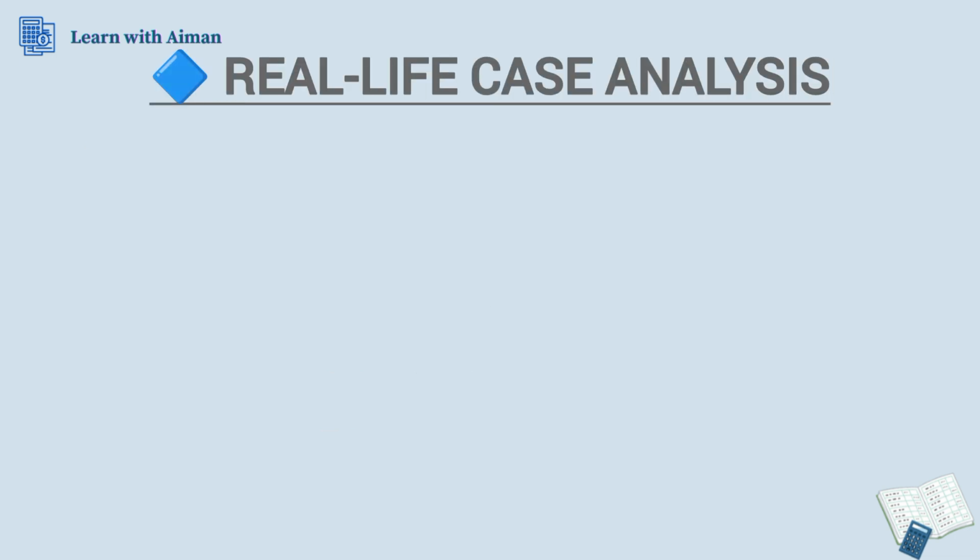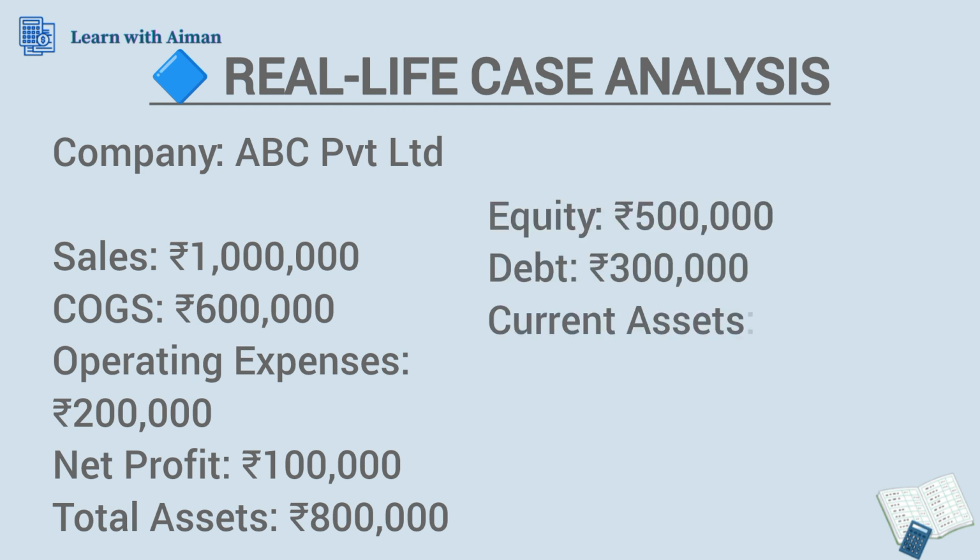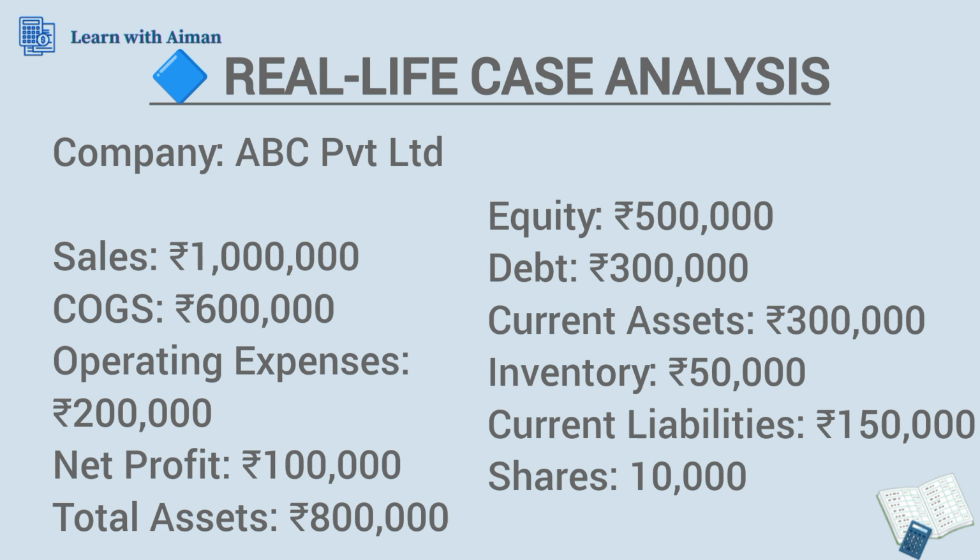Real life case analysis. Company ABC Private Limited: sales 1 million rupees, cost of goods sold 600,000 rupees, operating expenses 200,000 rupees, net profit 100,000 rupees, total assets 800,000 rupees, equity 500,000 rupees, debt 300,000 rupees, current assets 300,000 rupees, inventory 50,000 rupees, current liabilities 150,000 rupees, and shares of 10,000.